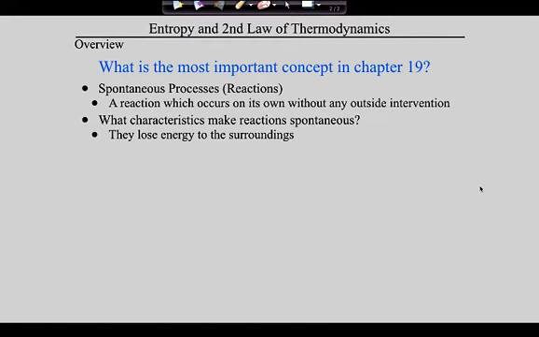But what are the two ways a system can lose energy to the surroundings? Work and heat. And what if we get rid of work? What are we left with? Heat. And what do we call reactions that are heat losers? Exothermic. So guys, you may want to write this down. It's not in the notes, but you may want to include it. Guys, reactions that are spontaneous, you're not going to like this, tend to be exothermic.